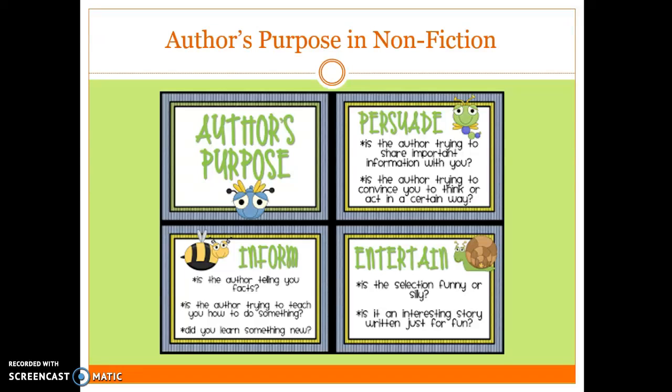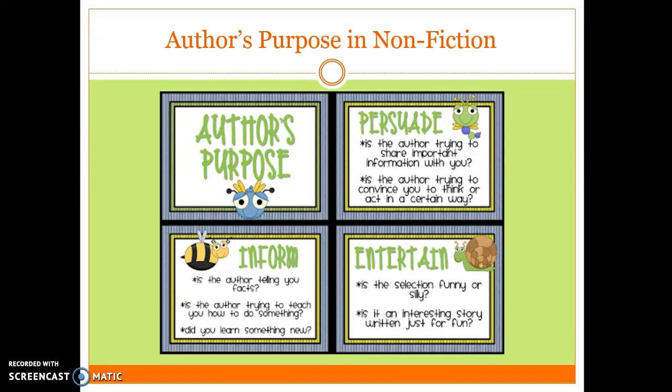The final reason why an author might write is simply to entertain. So you might ask yourself, is the selection funny or silly? Is the author telling me a story? Do we have main characters? Do we have a plot? Do we have any type of suspense? Even though it's nonfiction, you can still have all of those elements of a story, and in that case, the main purpose of this piece is generally to entertain.